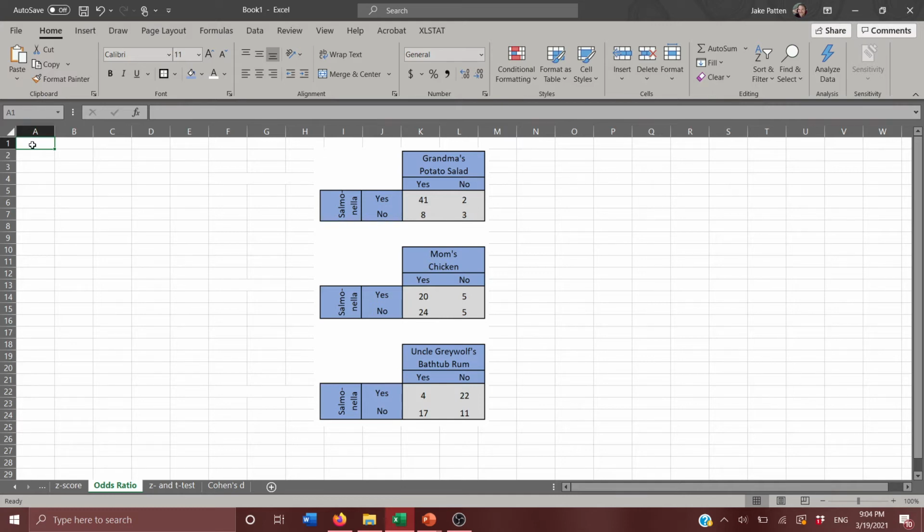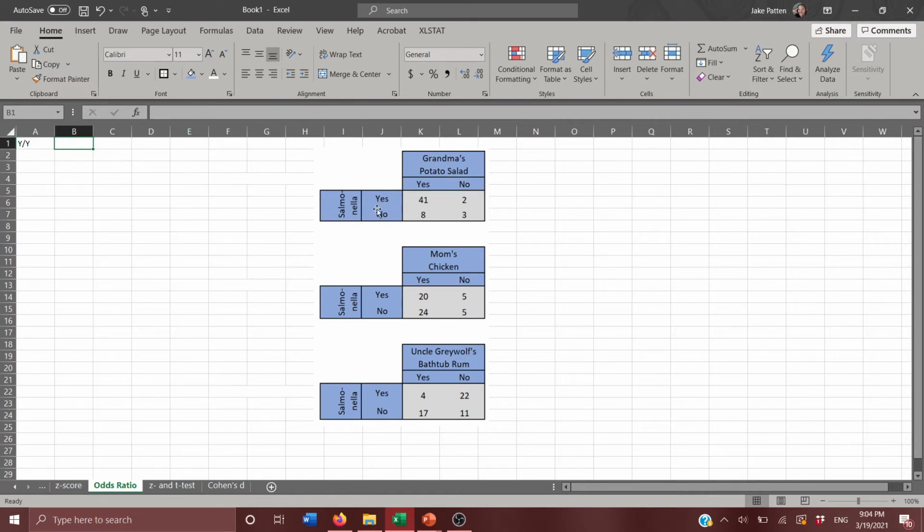So what we're going to do is we're going to put our information that we know. We're going to label it right here. This is what's going to go into the calculator, and then we'll do our calculation next. The first thing that we want to put in is yes, yes. Yes, you ate the potato salad. Yes, you got salmonella.